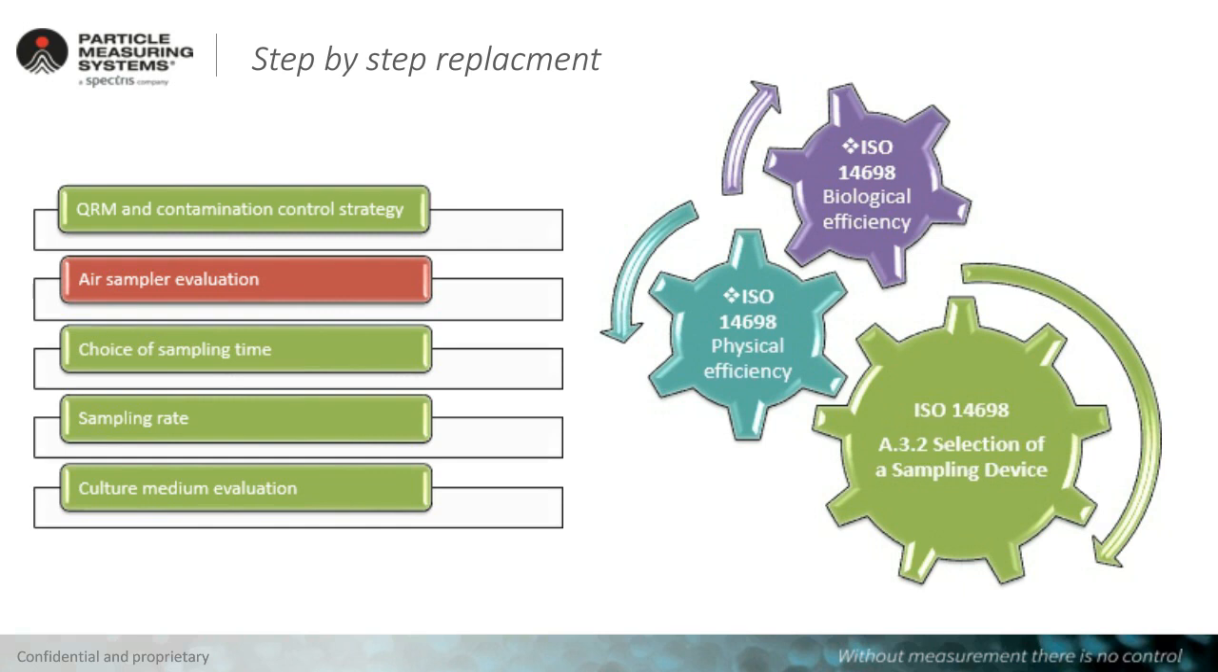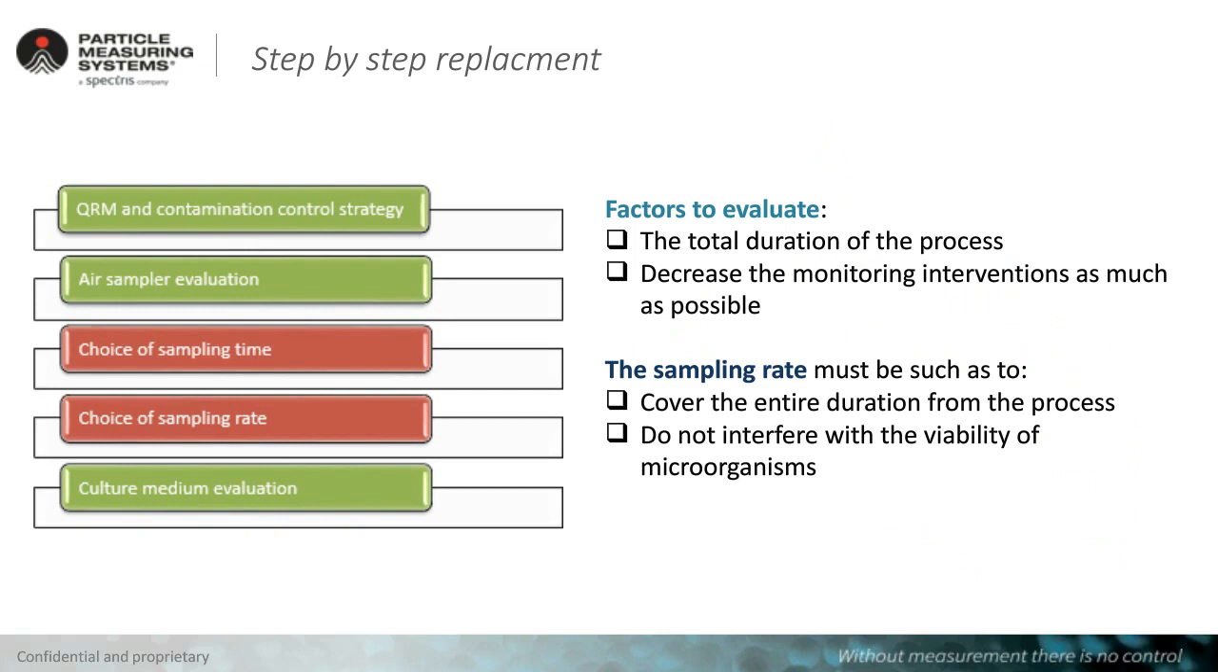The sampling time and sampling rate is really important. By this, you need to take into account, from a manufacturing perspective, the total duration of your whole process. Let's consider you have an 8-hour process from setup to the end. And of course, you need to understand how often you're doing interventions, and especially you need to decrease the monitoring interventions as much as possible. So the interventions generally should be reduced, but especially as well the interventions for monitoring purposes, because they are unintentional and not necessarily needed.